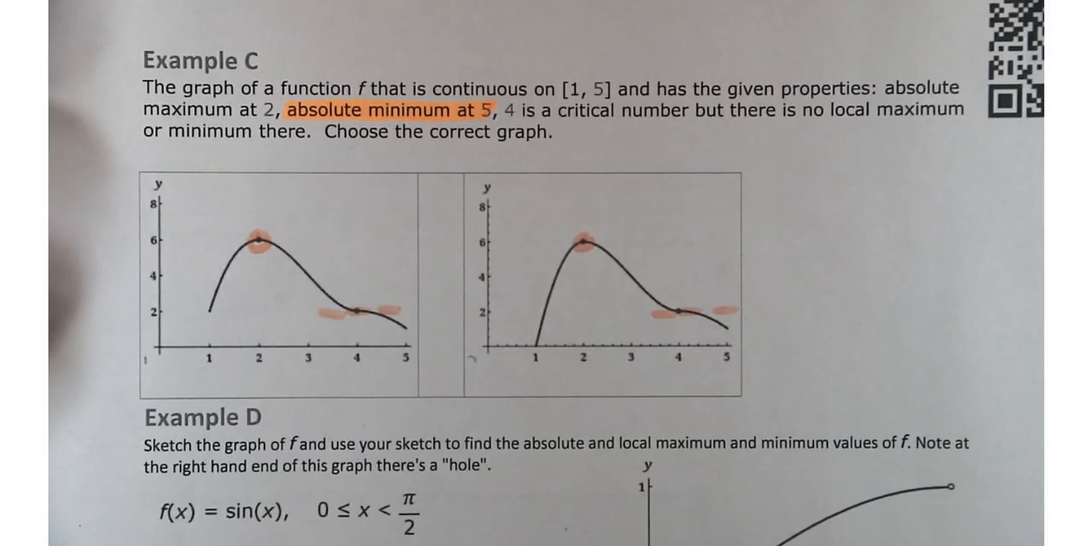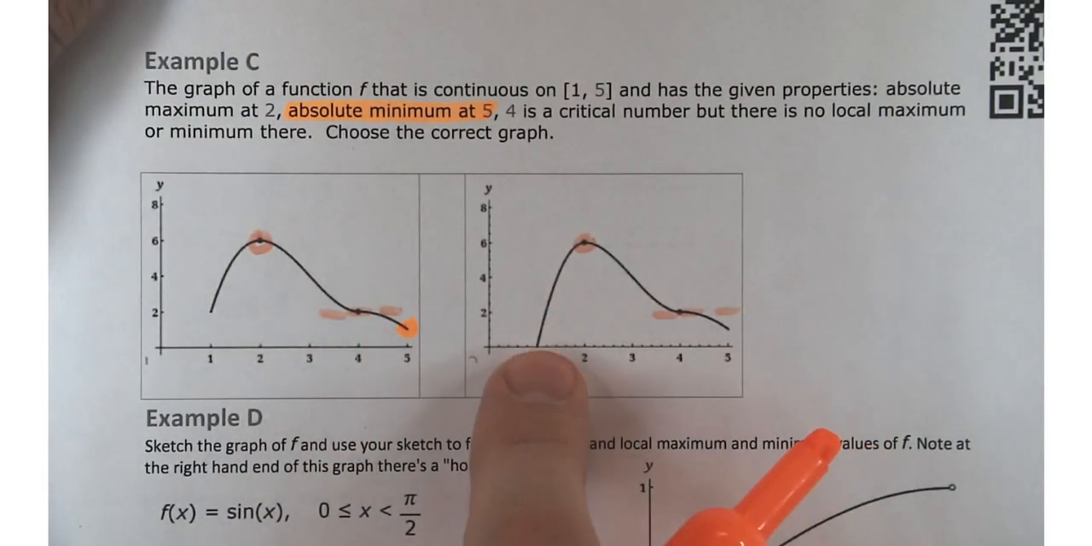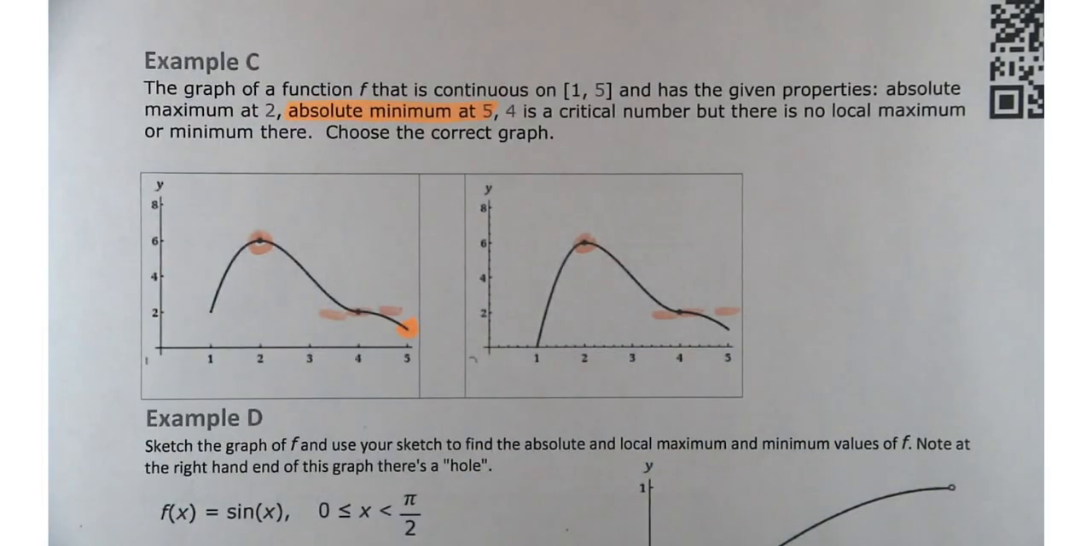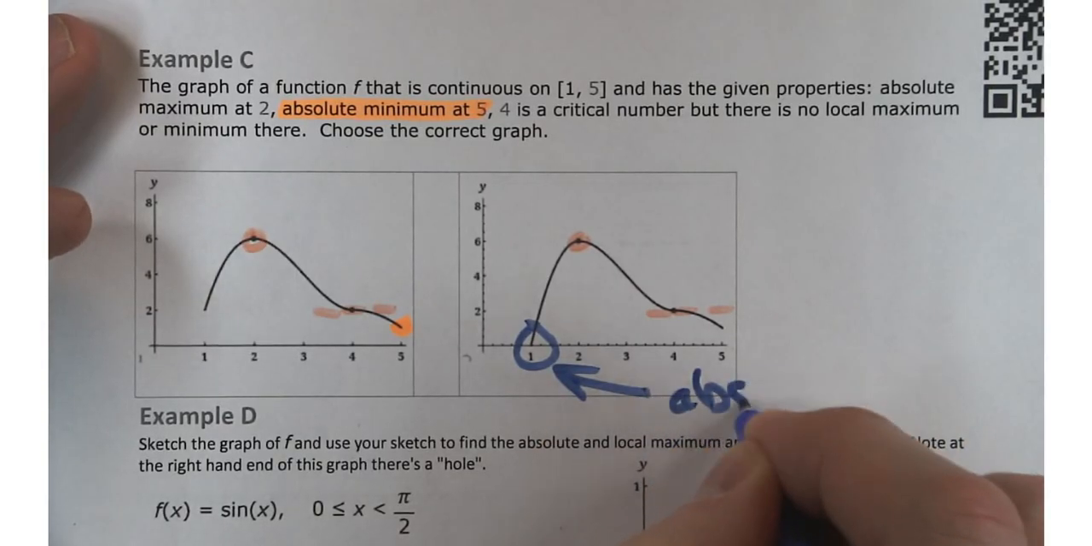Which one has an absolute minimum at 5? So the lowest that the function gets is when x equals 5. Yeah, the left one. Because over here, the absolute minimum is at x equals 1. So that one doesn't have the absolute minimum at 5 as it's supposed to. So there's your absolute minimum.